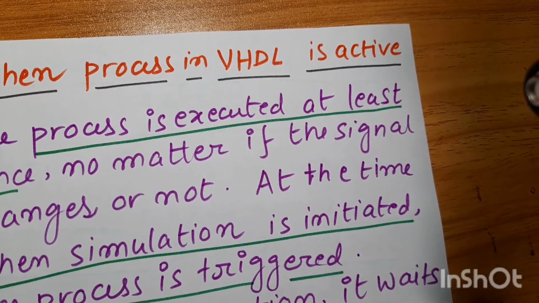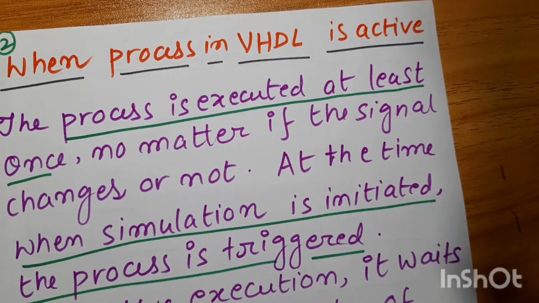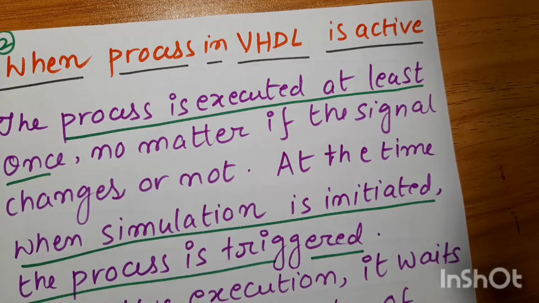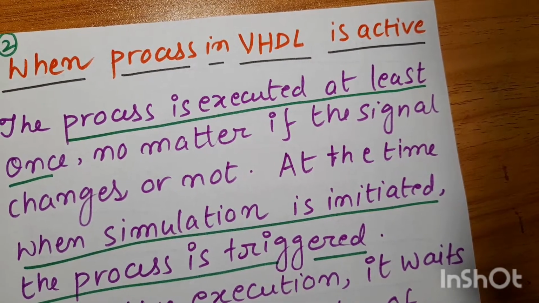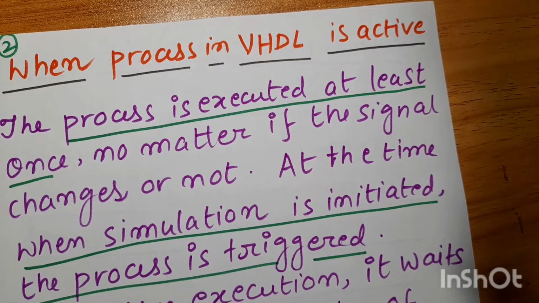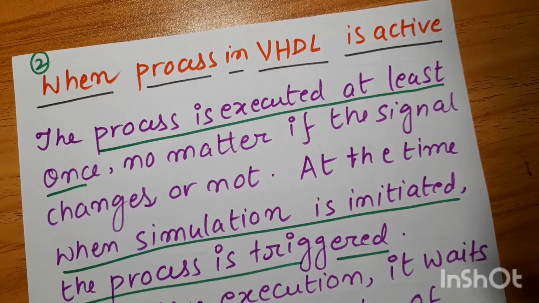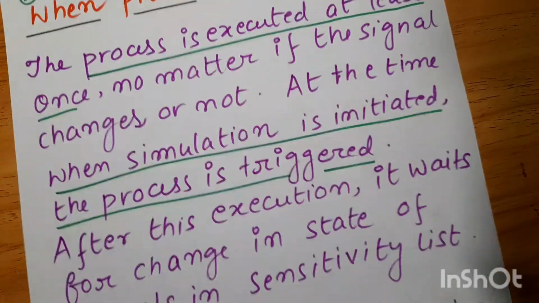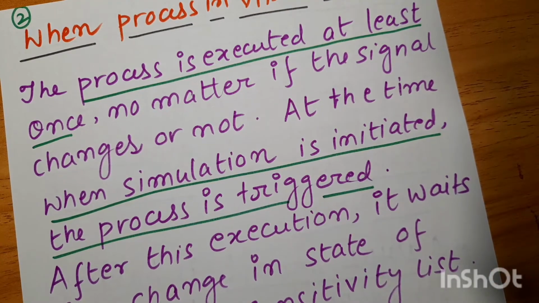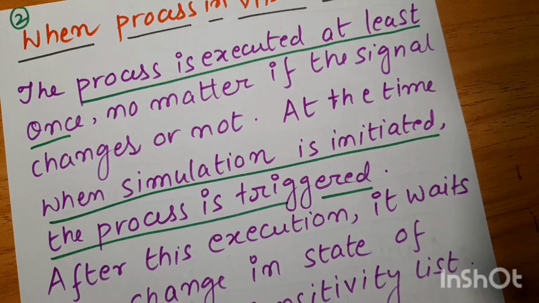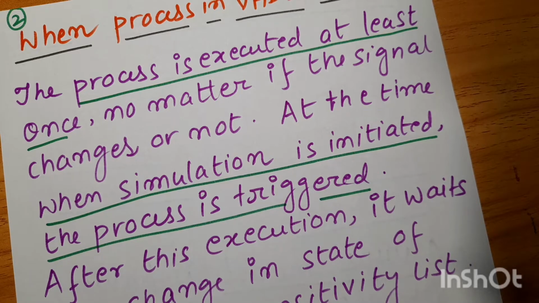the process is executed at least once. Once the program starts, once the VHDL code runs, the process is executed at least once, no matter whether the signal in the sensitivity list changes or not. At the time when simulation is initiated, the process is triggered. After this execution, it waits for a change in the state of the signals in the sensitivity list.